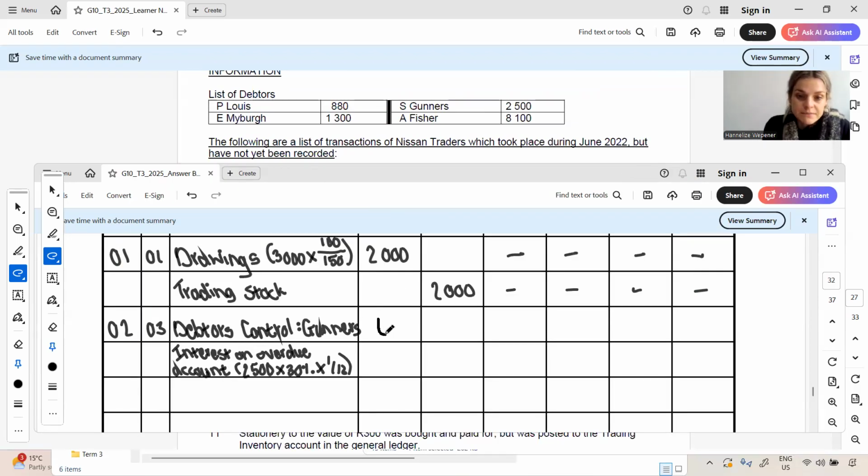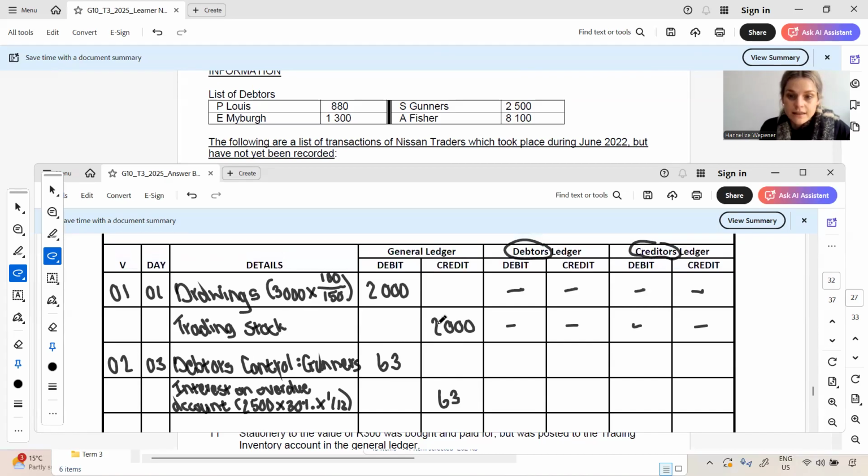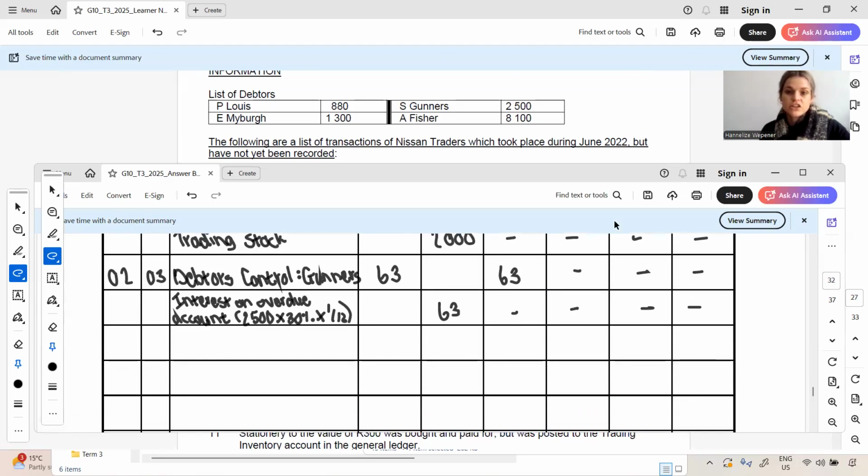So I'm going to debit my debtor. He now owes me more money. The reason being there's more income that I generated because of that overdue account. Then I'm working with a debtor. Therefore, I have to go to the debtor's ledger, debtor's control, and I have to say that this debtor's account is now increasing by 63 Rand. No credit entry there. There's no creditor involved, therefore I won't use that. And then this is a general account. It's not debtors or creditors, therefore no debtors or creditors change there.